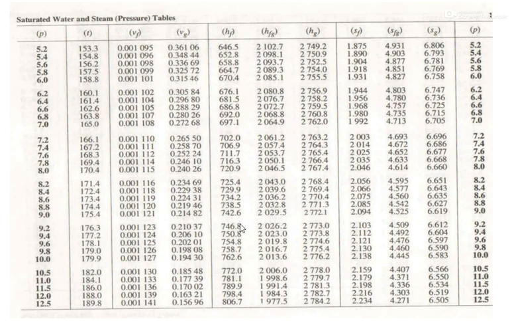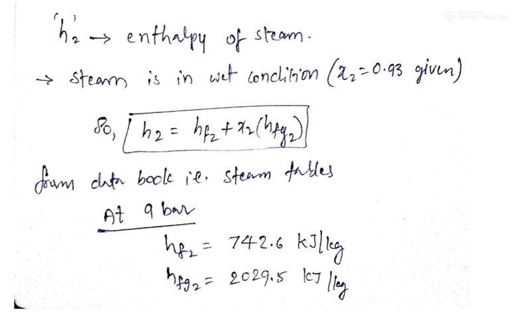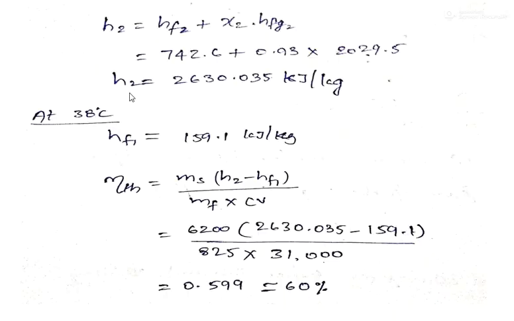So these are the enthalpies of steam at 9 bar. Hf value at 9 bar is 742.6 and Hfg value is 2029.5. So let us substitute these values in the formula. These are from the data book, and when you substitute in this formula, you will get the enthalpy of the steam as 2630.035 kilojoules per kg, and we got H2.